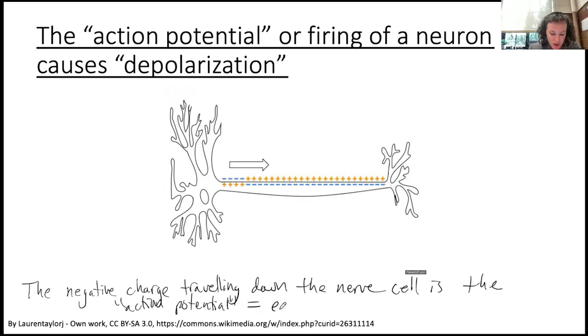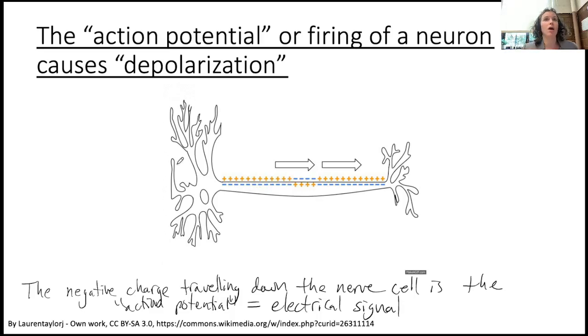And the action potential is the electrical signal. So when this neuron is trying to send a message, it causes this action potential to happen.